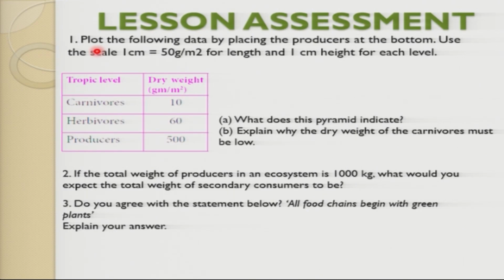Explain the dry mass of the carnivores. If the total weight of the producers in an ecosystem is 1,000, what would you expect the total weight of the secondary consumers to be? Do you agree with the statement below? All food chains begin with the green plants. Explain your answer.